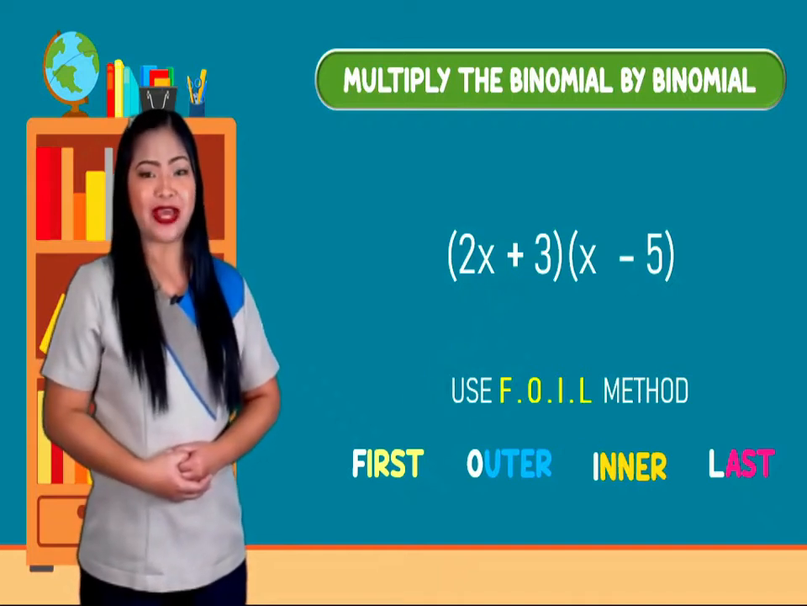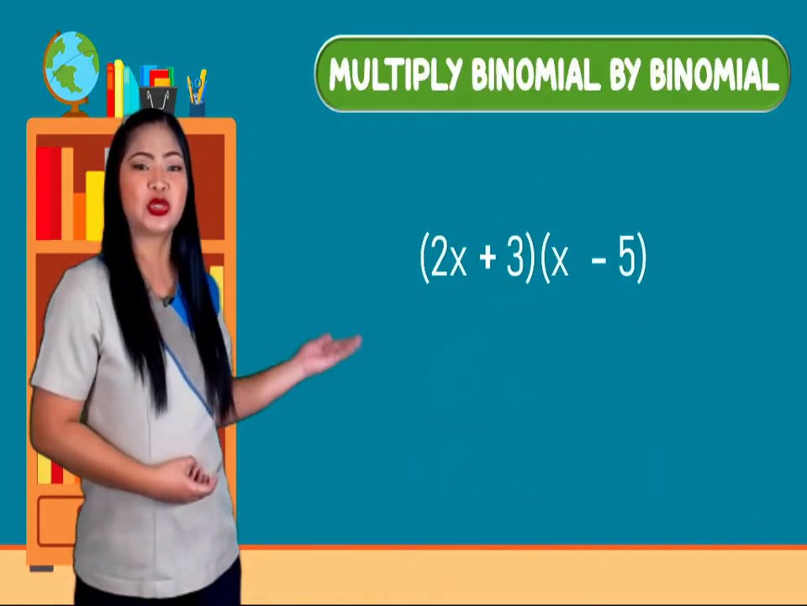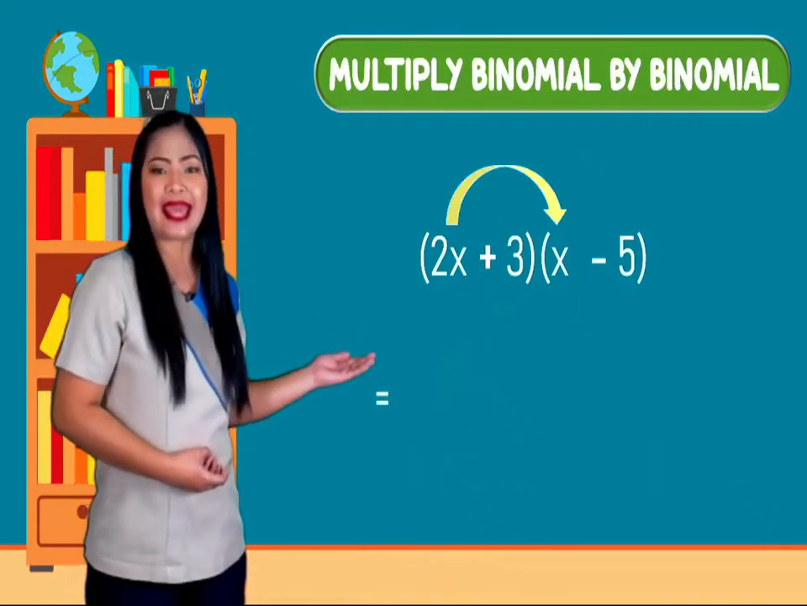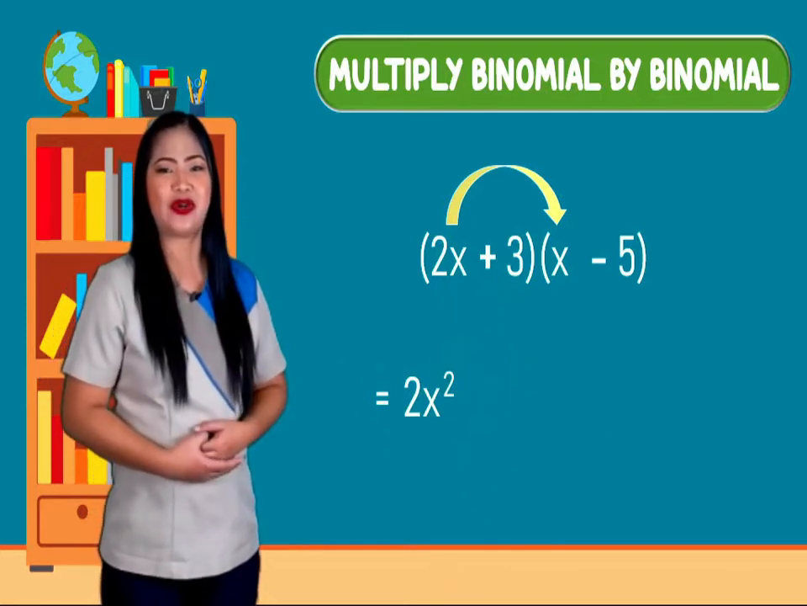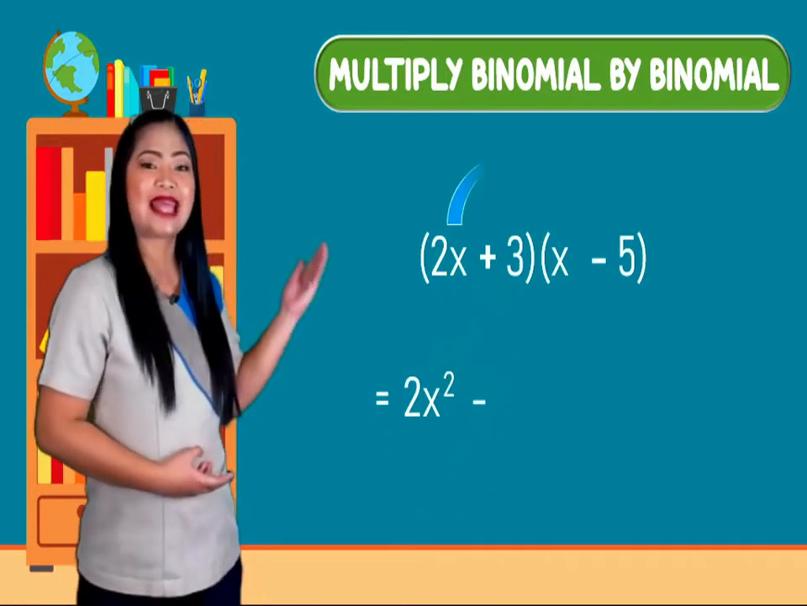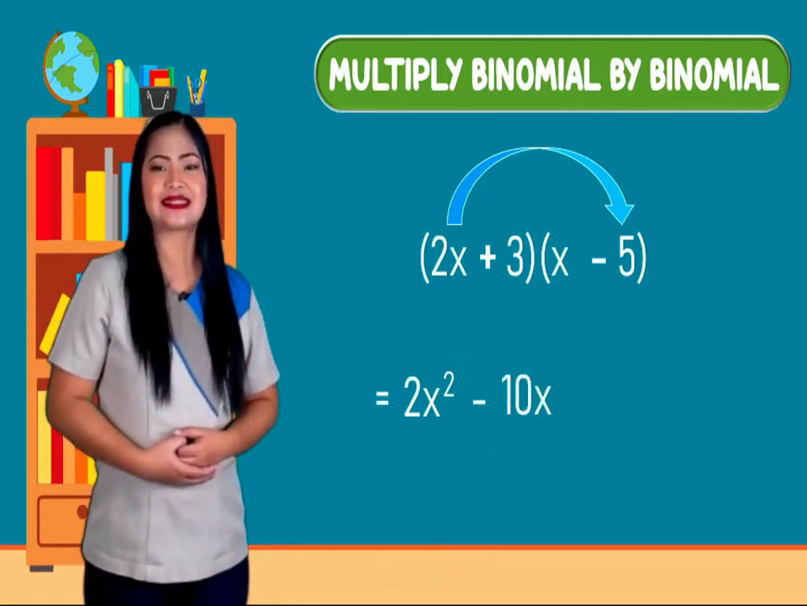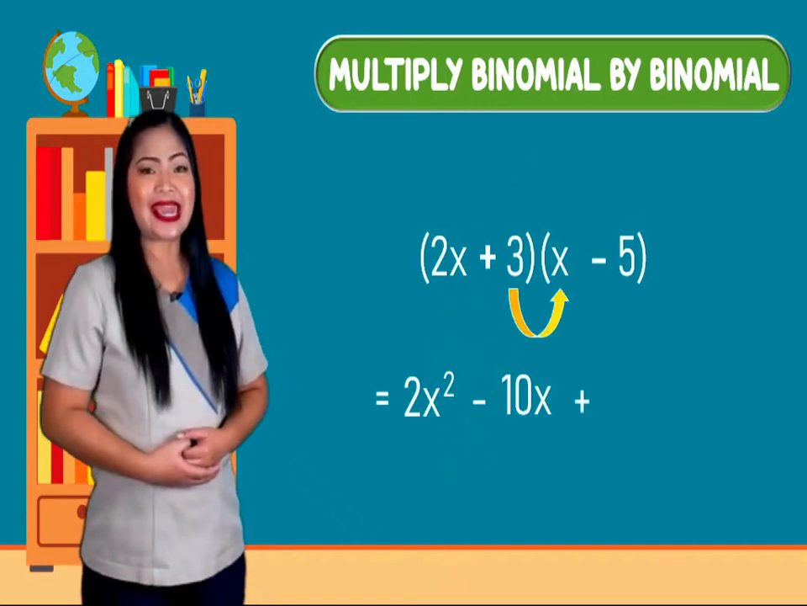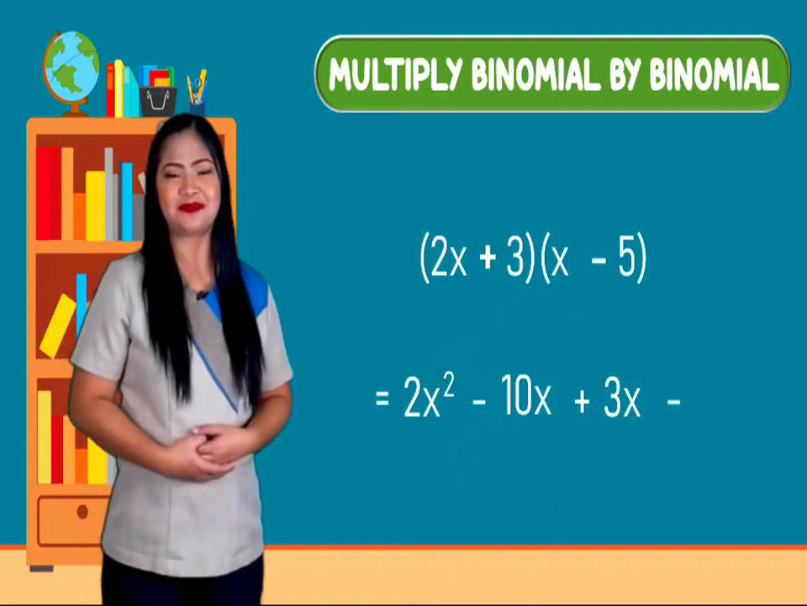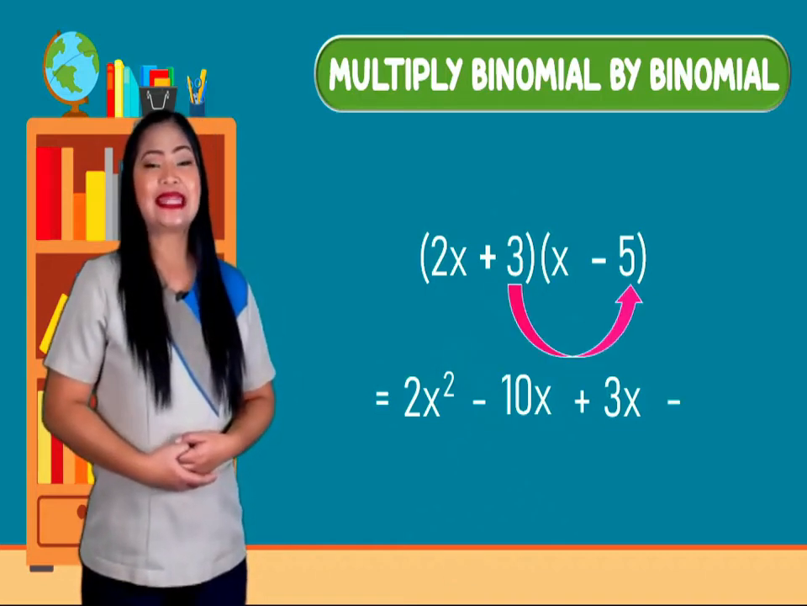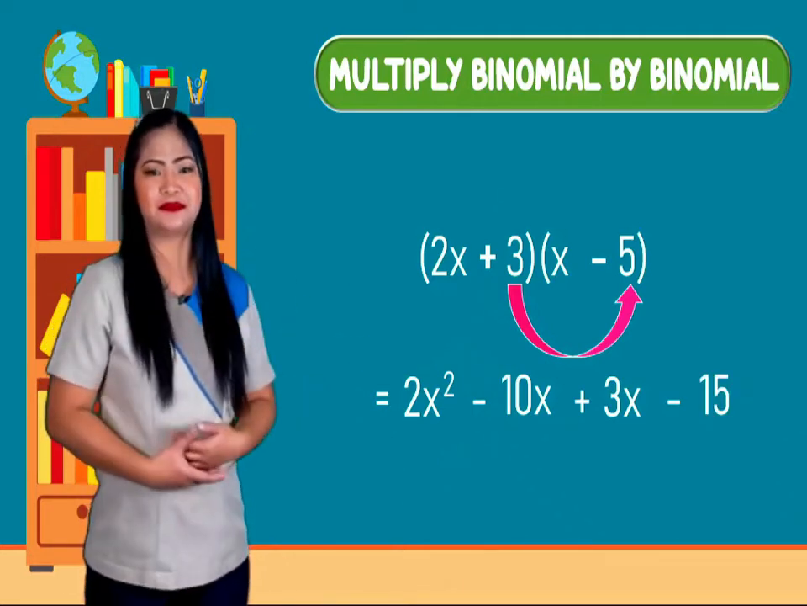So, applying FOIL method, let us compute for the product. We have 2x times x is 2x raised to the second power. 2x times negative 5 is negative 10x. Then, 3 times x is positive 3x. Finally, 3 times negative 5 is negative 15.